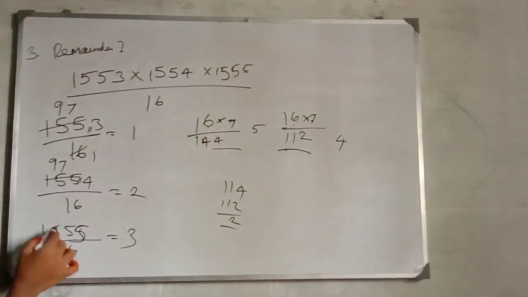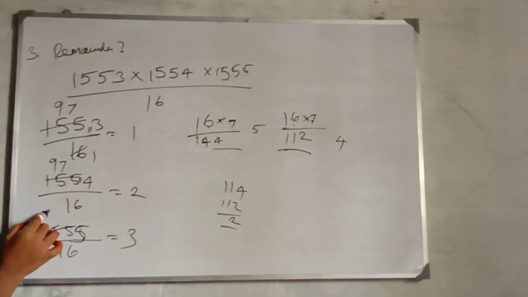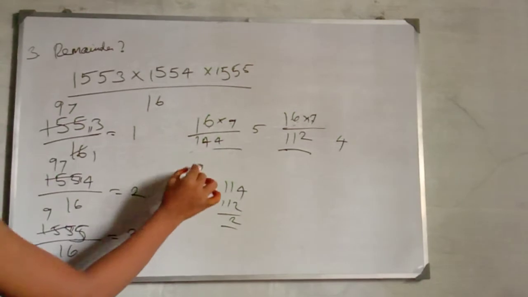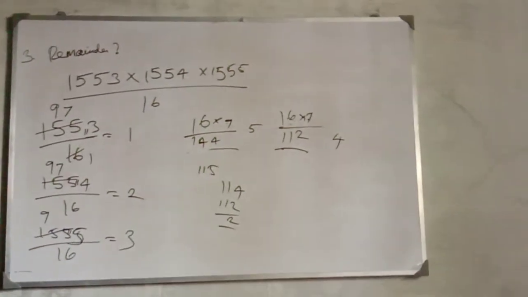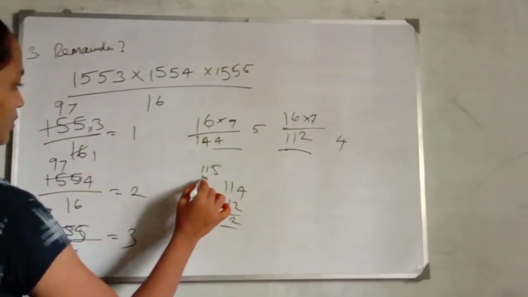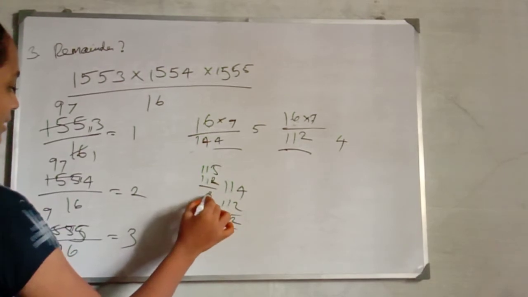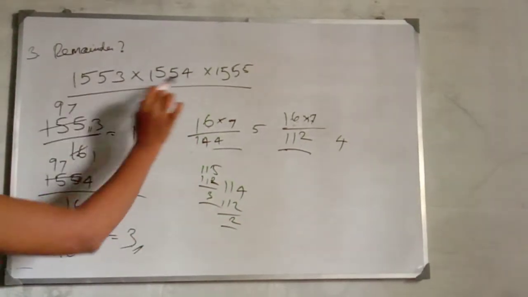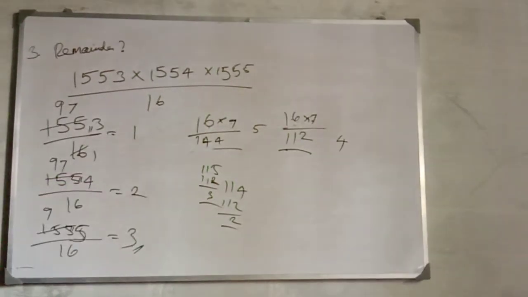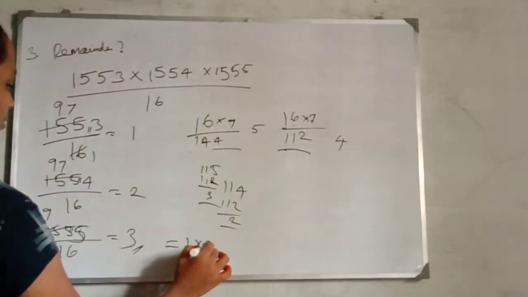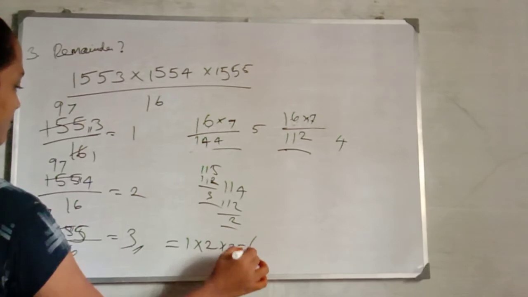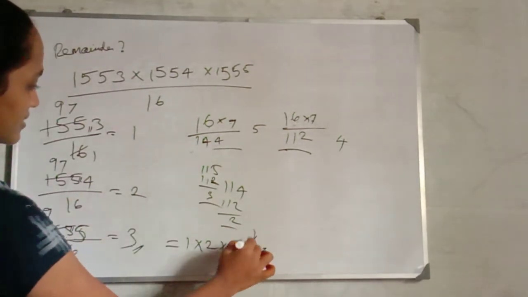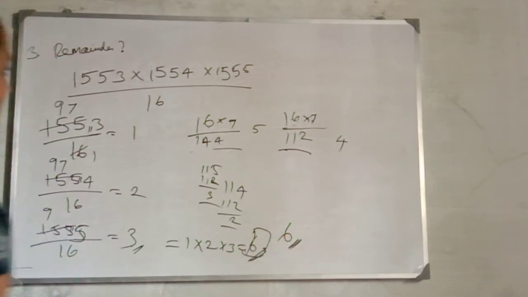16 nines are again 144. Remainder will be 11. So here 115. Again 16 sevens are 112. So the remainder will be 3. So the remainder of this number will be 1 into 2 into 3. So the answer will be 6. This is the answer.